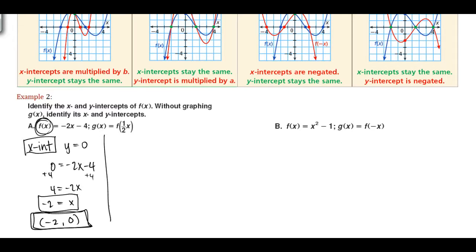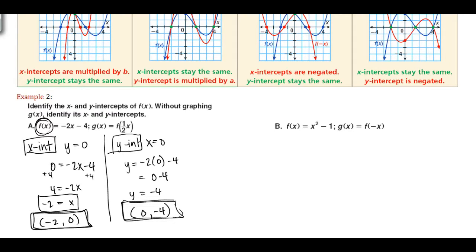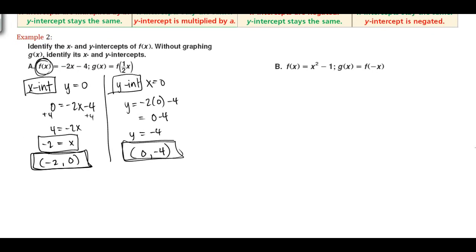Now, if you want to find the y-intercept, the little trick that you learned was make x equal 0. It's usually pretty easy. I plug in x is 0, so I get y equals negative 2 times 0 minus 4, which is just 0 minus 4, which is negative 4, and that's my y-intercept. I like to write that as a point: x is 0 and y is negative 4. Now, that's the x-intercept and the y-intercept for the f of x function, the original function. Now let's talk about f of 1 half x.